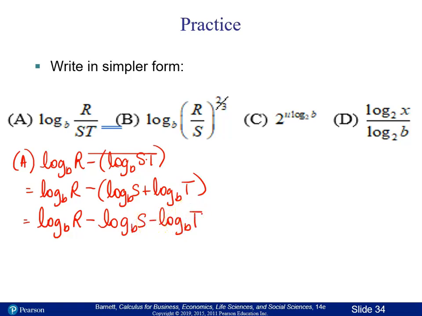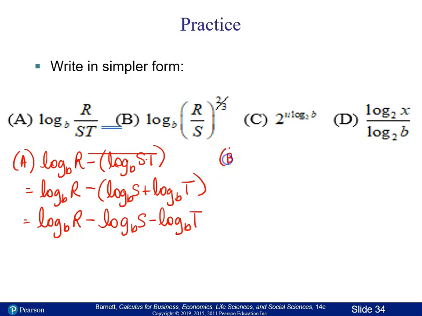And this is just a helpful tip. If it's coming from the denominator, then it should end up with a negative in front of it. So see how the s and the t both come from the denominator? So they're both going to end up with negatives in front of their logarithms.